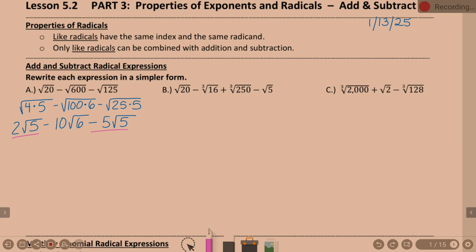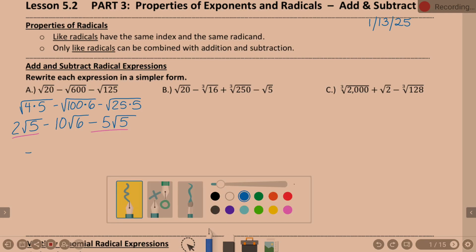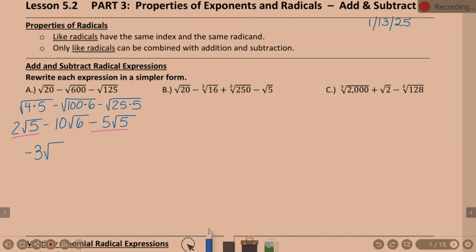More specifically, negative 3. Maybe you said the negative, I just wasn't hearing the negative at first. But 2 minus 5 is going to make it -3 square root of 5. What about the minus 10 square root of 6? Carry it down to your answer.